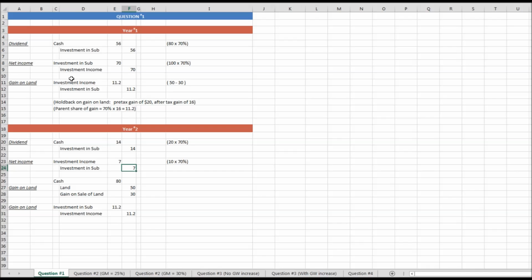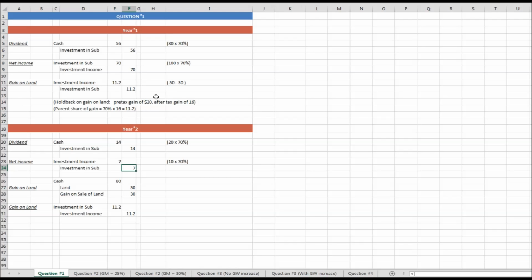So what we do here is we hold back the gain on the land since the parent holds land at this point. So we're not recording the portion of the gain that belongs to the parent. So the way we've done that is we recognize the gain, which is $20, pre-tax gain right here.